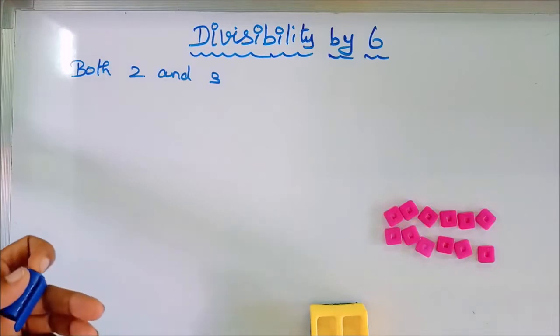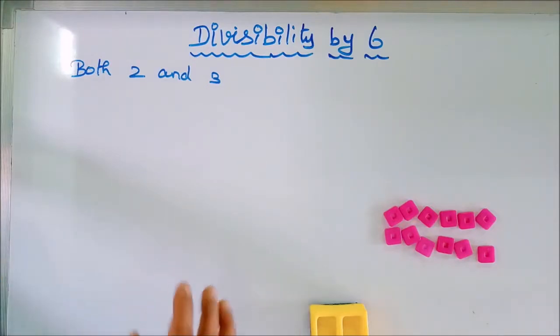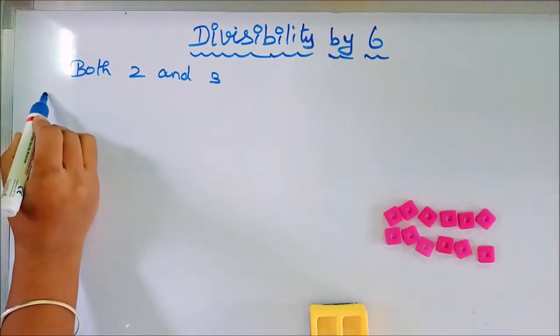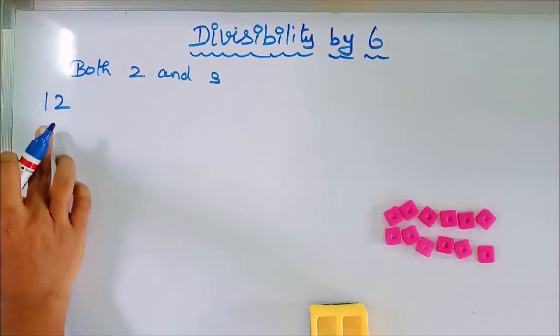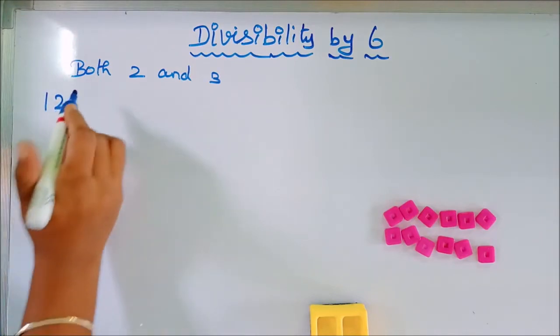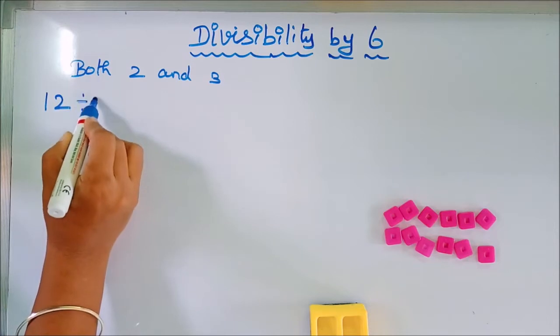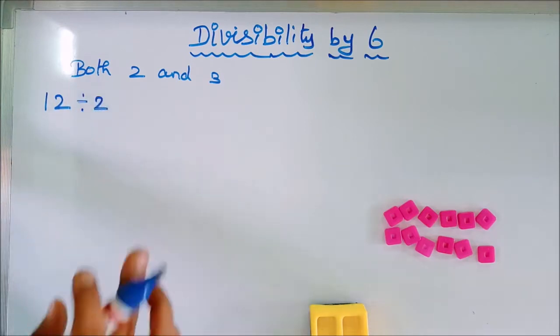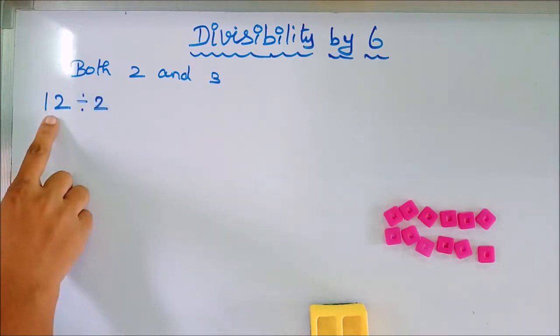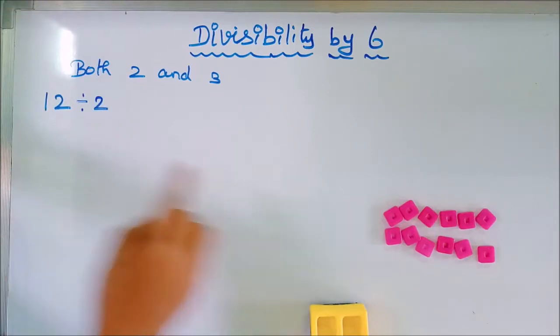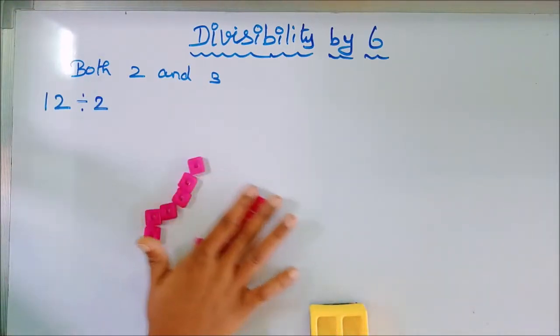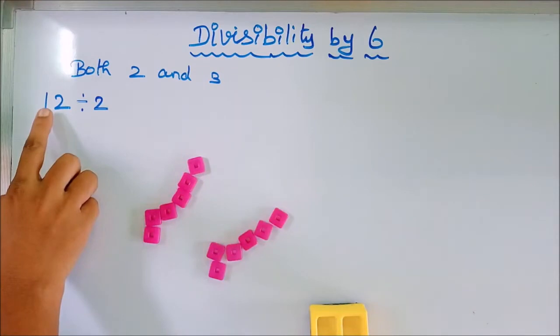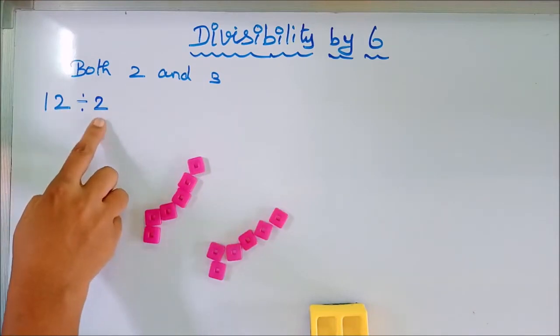Let us do one activity for this concept. For that, first we are taking one number, 12. Now we are going to check whether this number is divisible by 2 and 3. First we are going to check whether 12 is divisible by 2 or not. For that, you have to divide the 12 things into 2 equal parts.